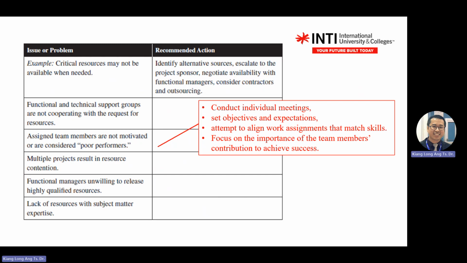For example, you are so good in welding, and you are asked to go and operate a machine, you will not be motivated. If you are a very good welder, and are asked to go and operate a machine, you are not interested. Or you are a certified CAD designer, and are asked to go and operate a machine, you will not be motivated. So align the assignment with the skill. Focus on the importance of team members' contribution for success.